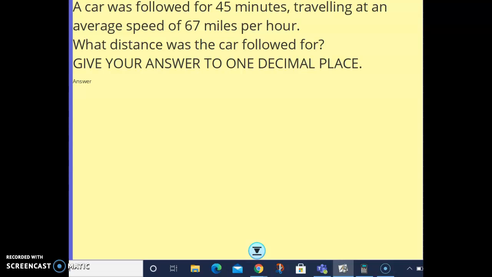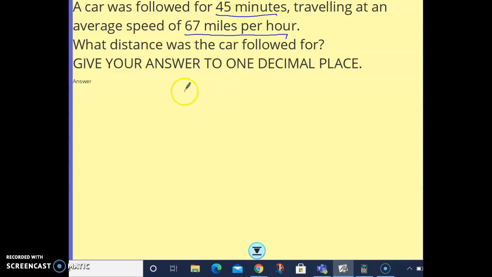Another speed, distance, time one. The car was followed for 45 minutes, travelling at an average speed of 67 miles per hour. What distance was the car followed for? Now, my speed here is in miles per hour. If my speed is in miles per hour, my time must be in hours, not minutes.